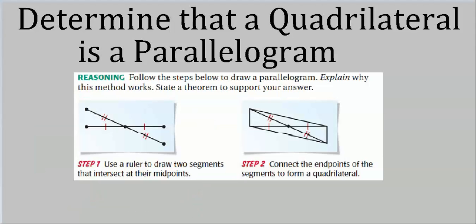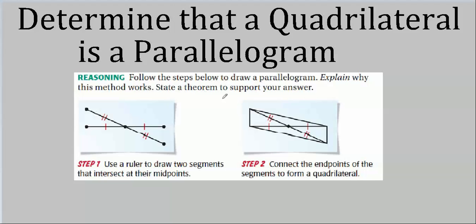Well, in this problem, what they want you to do is construct a couple of lines that intersect each other and bisect each other, and then connect up the endpoints of these lines to form a quadrilateral, like they did over here. Now, the question is, I would say, is it a parallelogram? But they're saying it is a parallelogram. Why? Well, another one of those converse theorems that we have.